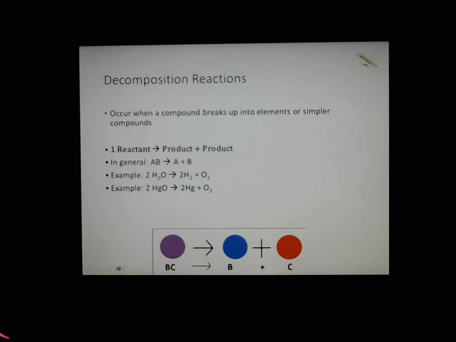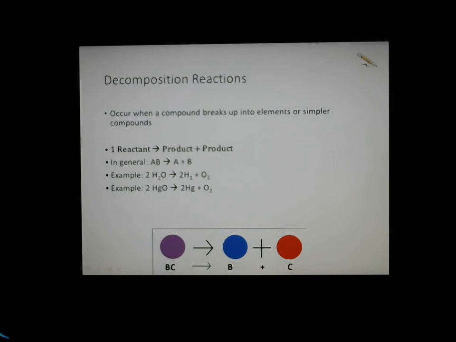Okay, so the opposite of a synthesis is a decomposition. Decomposition just means to break something apart, where we have one reactant and it breaks into two products. It basically looks like AB becomes A plus B, or in this picture down here, BC becomes B plus C. It's the opposite of our two dancers coming together. And here we go, maybe these two are dancers dancing, and then they go their separate ways.